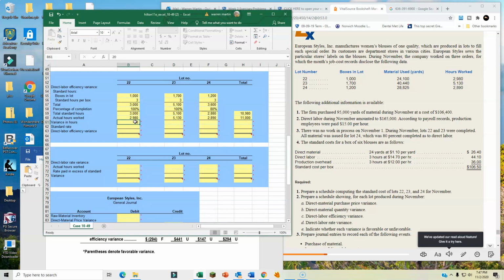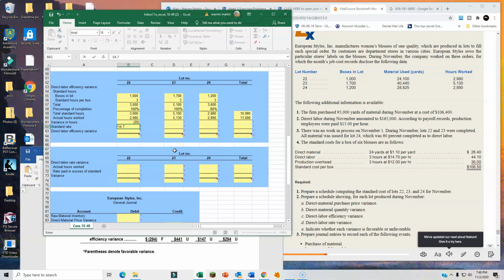Whoops, 200. Well, that's negative 20 hours. All right, and then the standard rate, we've got it over here. For the labor is 14.70. Your direct labor, 14.70 per hour. So we put that in there. And then your direct labor variance.